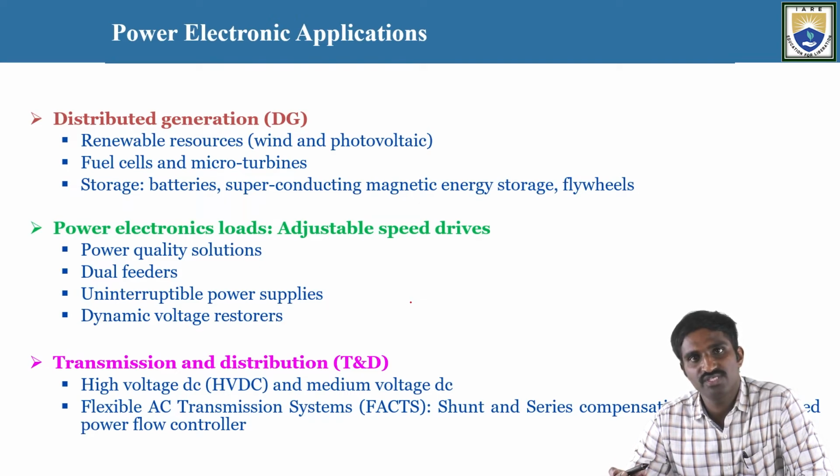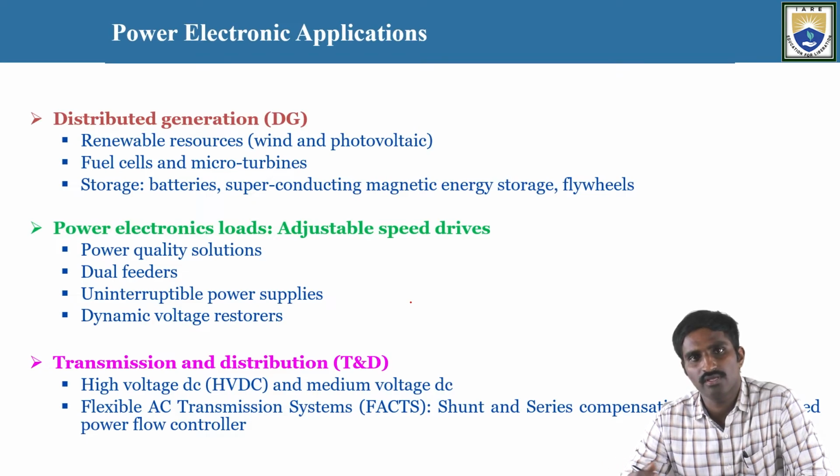Then in transmission and distribution also, especially in HVDC, the power generated from the generating station is AC, but we transmit it in the form of DC, and after that we convert it into AC again. So there we need two different types of conversions. One is AC to DC, and another is DC to AC. AC to DC is the rectifier, and DC to AC is the inverter. Like this, we can use the power electronic converters. So these are the different applications of the power electronic converters.